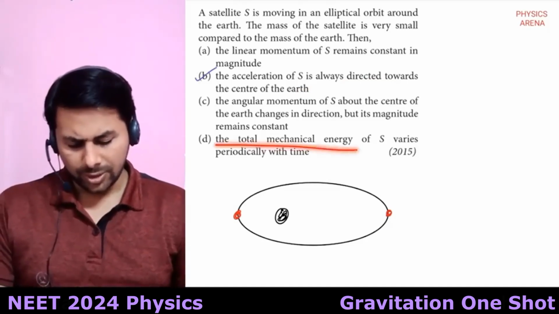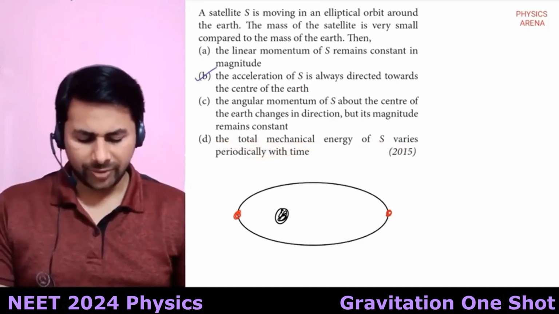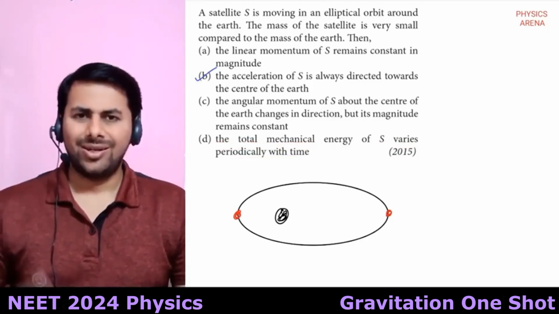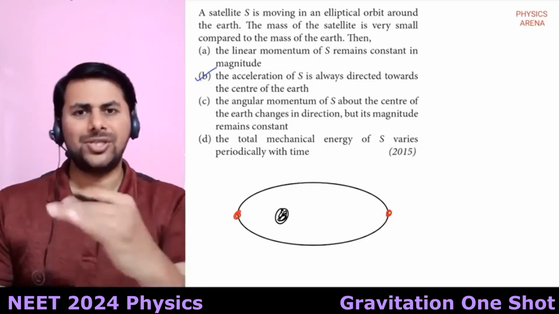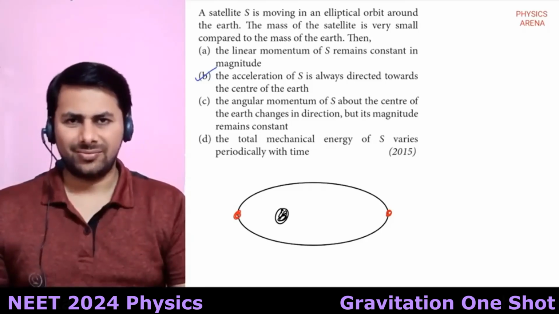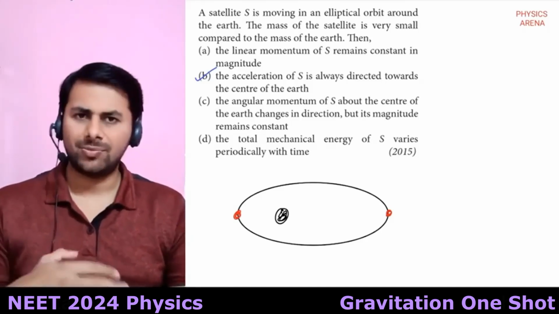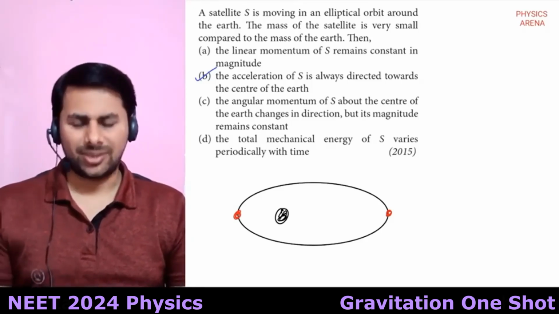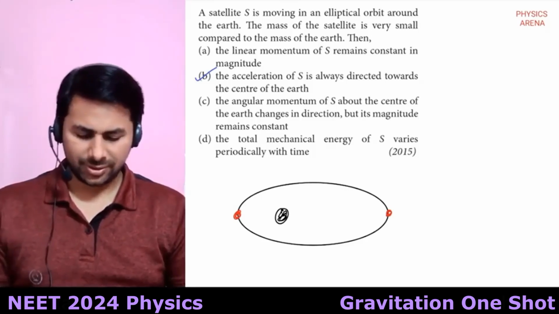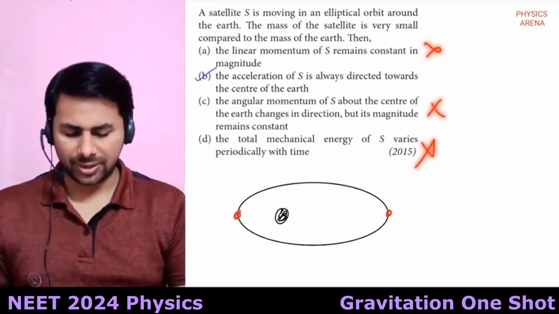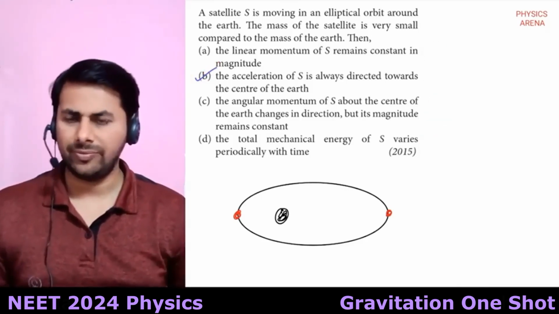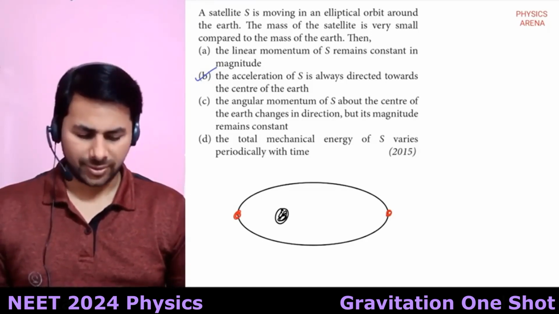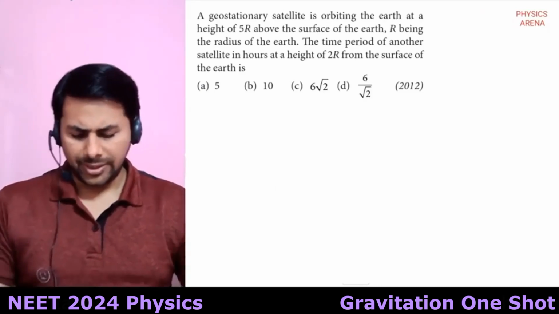And total energy varies periodically with time. So total energy does not change. If kinetic energy increases, potential energy will decrease. If kinetic energy decreases, potential energy will increase, but total energy remains constant. It does not change. So this one is not correct. This one is correct. Good. Let's see the next one.